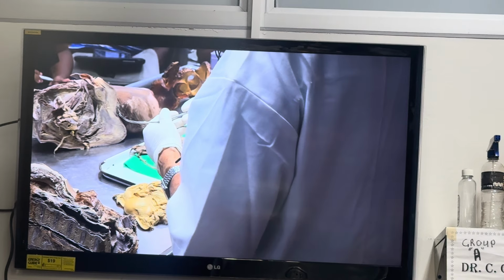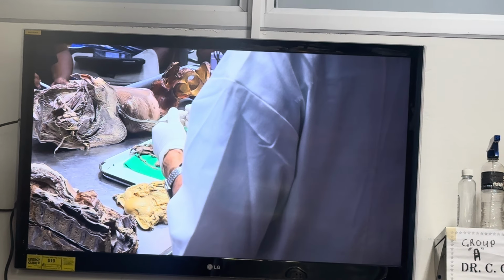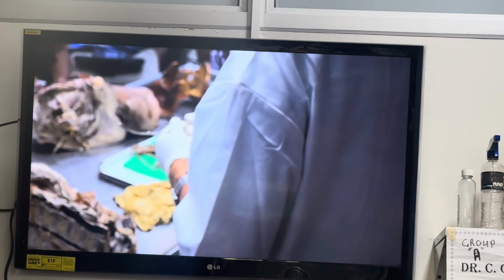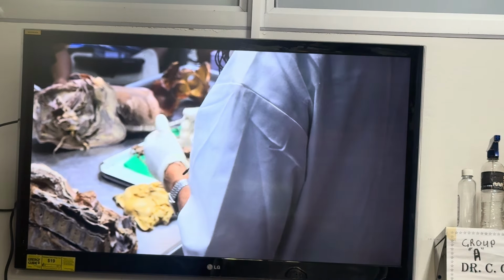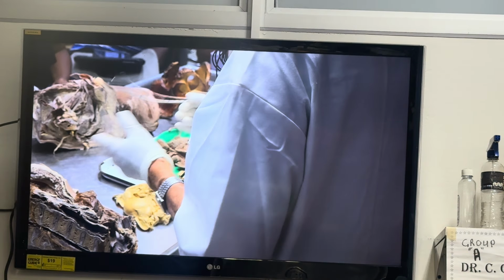So sometimes, not sometimes, a lot of times, the ladies have an incomplete abortion. Just spontaneously. Nothing illegal or something. It just happens.